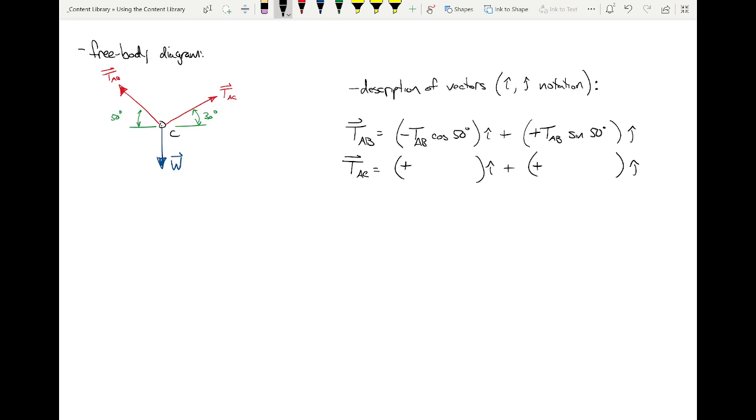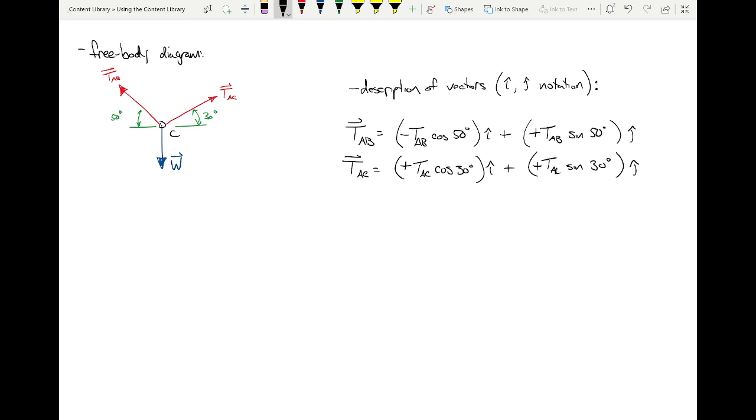Somebody help me out with this. What do I put in here? TAC cosine 30. And the next one is going to be TAC sine 30, right? Not too bad, right? The idea is that this stuff is going to get a lot more systematic as the semester goes on. So far, so good? Did I forget one? The weight. There we go.